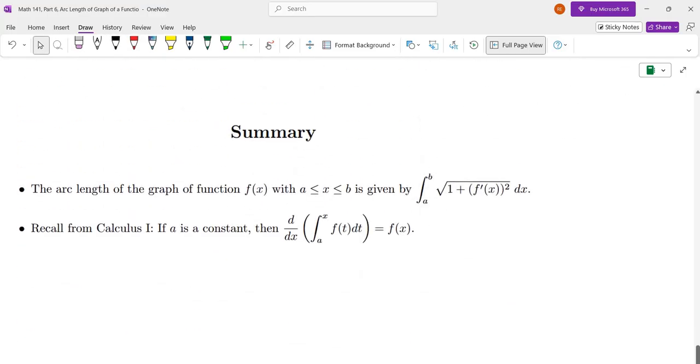So to summarize, what we did was to evaluate the arc length of a graph of a function, then we have to use the formula, the integral from a to b of the square root of 1 plus f prime of x squared dx. And from Calc 1, remember that the derivative of an integral becomes the integrand. Note that the lower limit must be a constant, and the upper limit must be x. It can't be anything else. If it is something else, then you'll have to use the chain rule.